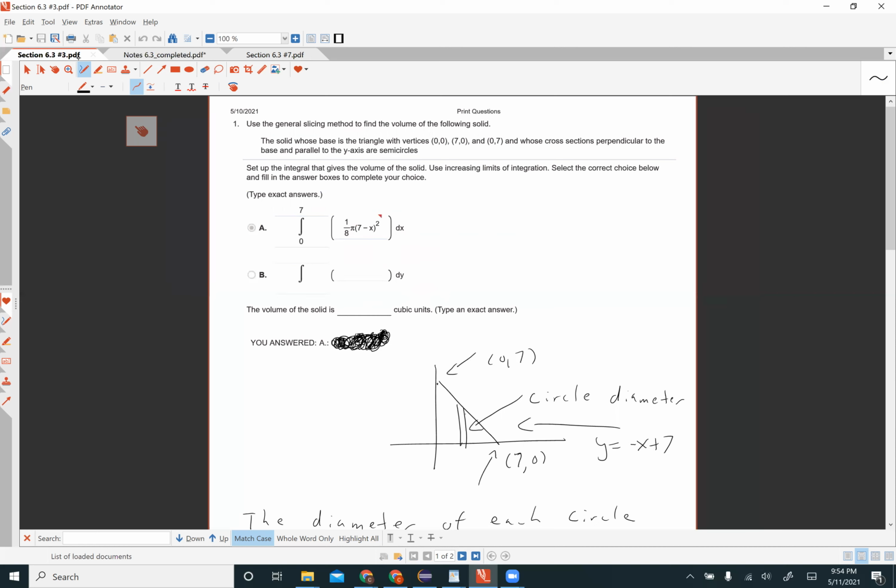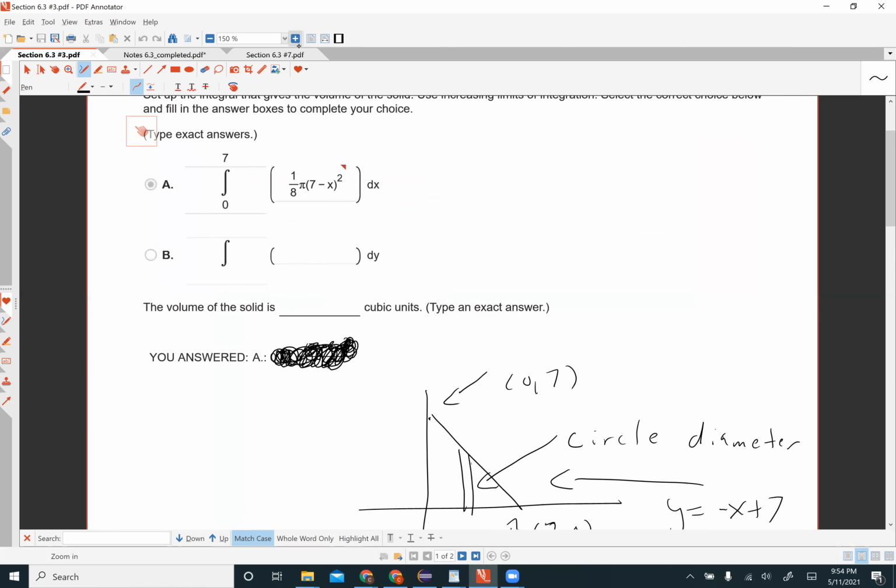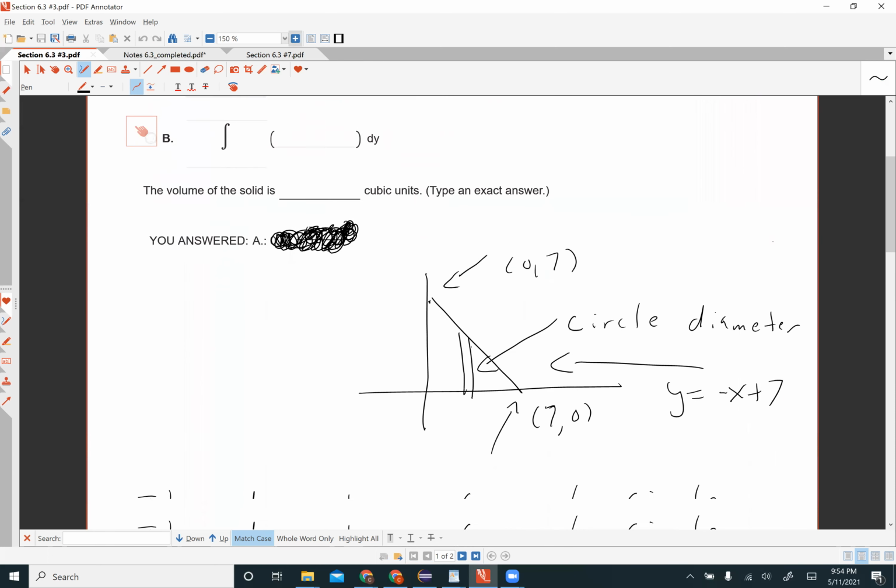First of all, we make sure we understand where this triangle lies. One corner is at (0, 0), another is at (7, 0), and the other is at (0, 7). So it's an isosceles triangle. It's kind of our lucky day.